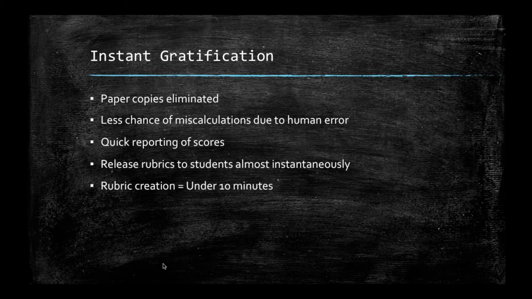There's less chance of miscalculations due to human error. Prior to implementing the Examsoft rubrics, we had to manually calculate all of the rubrics, and that's a disaster waiting to happen. If you miscalculate a student's rubric when you're averaging 2 scores, there's always that chance of getting their grade wrong. Examsoft rubrics eliminate that.